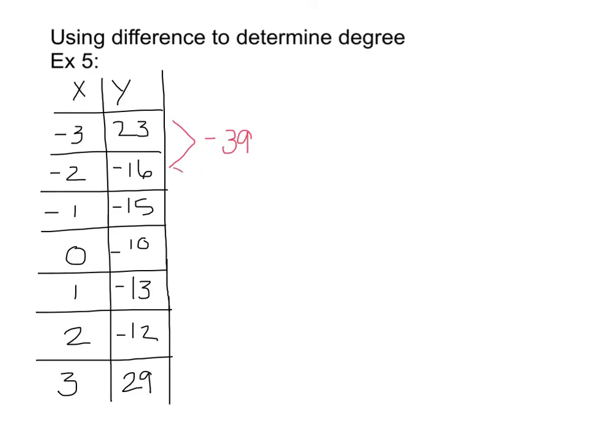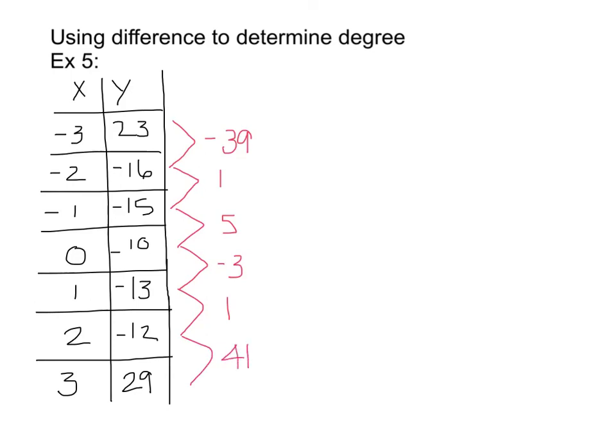Okay, this is where most students make a mistake. They jump and they do 15 and 10, but you have to do 16 and 15. So negative 15 minus negative 16 gives me 1. Okay, now we need to look at the difference between negative 15 and negative 10. So we do negative 10 minus negative 15 and we get 5. Now negative 13 minus negative 10 and we get negative 3. Negative 12 minus negative 13 and we get 1. And then 29 minus negative 12 and we get 41.